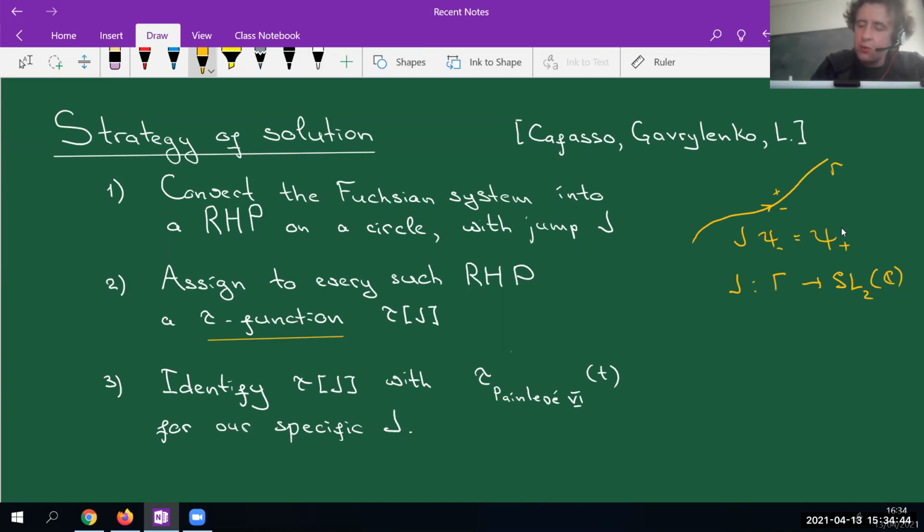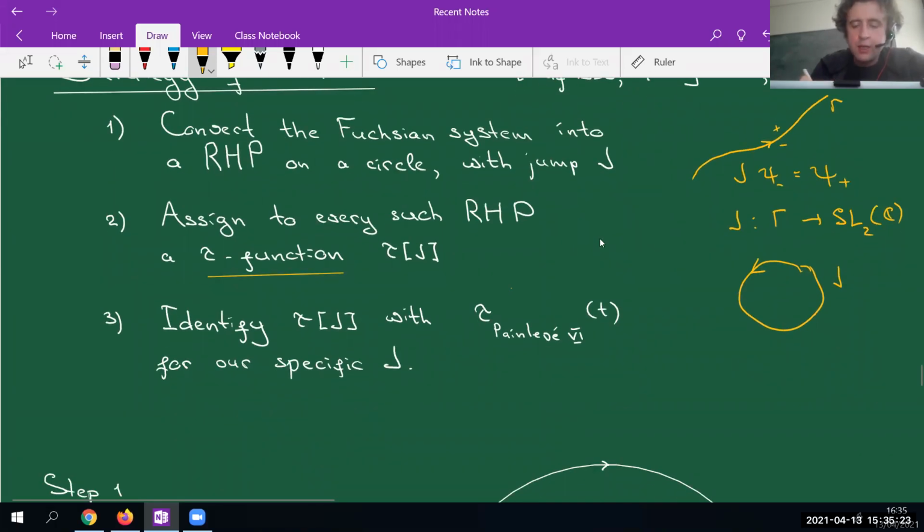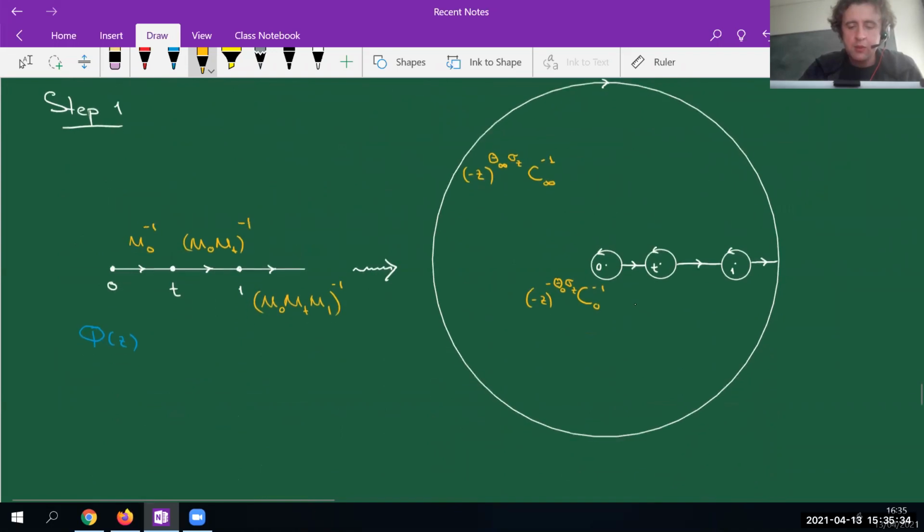Right. So once we convert our Fuchsian system into a Riemann-Hilbert problem set on a circle and characterized by a certain jump matrix J, we will forget about the isomonodromic origin of our problem, and we will assign to every such Riemann-Hilbert problem a tau function. So to any choice of this jump matrix, we will assign a certain number depending on J. And then we will show how this τ(J) relates to the tau function of Jimbo, Miwa, and Ueno. So now let me explain these steps one by one.